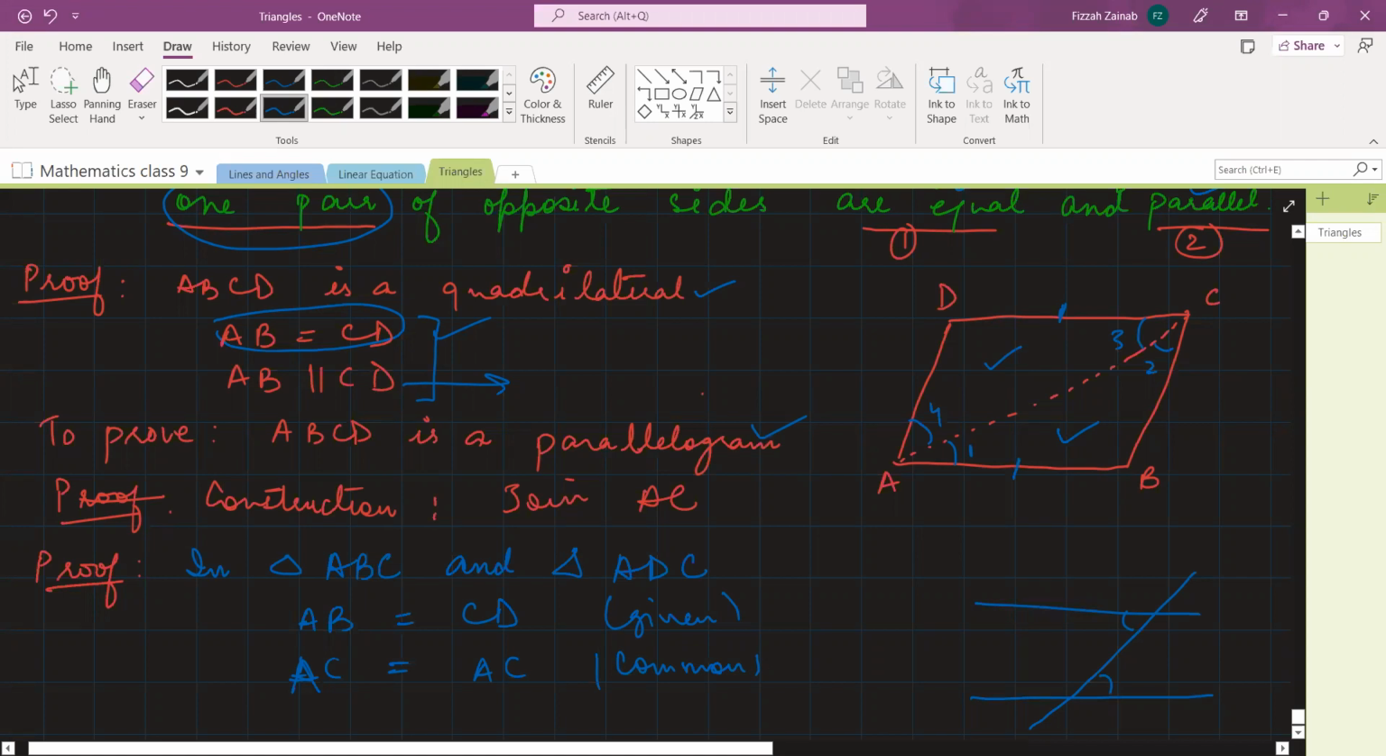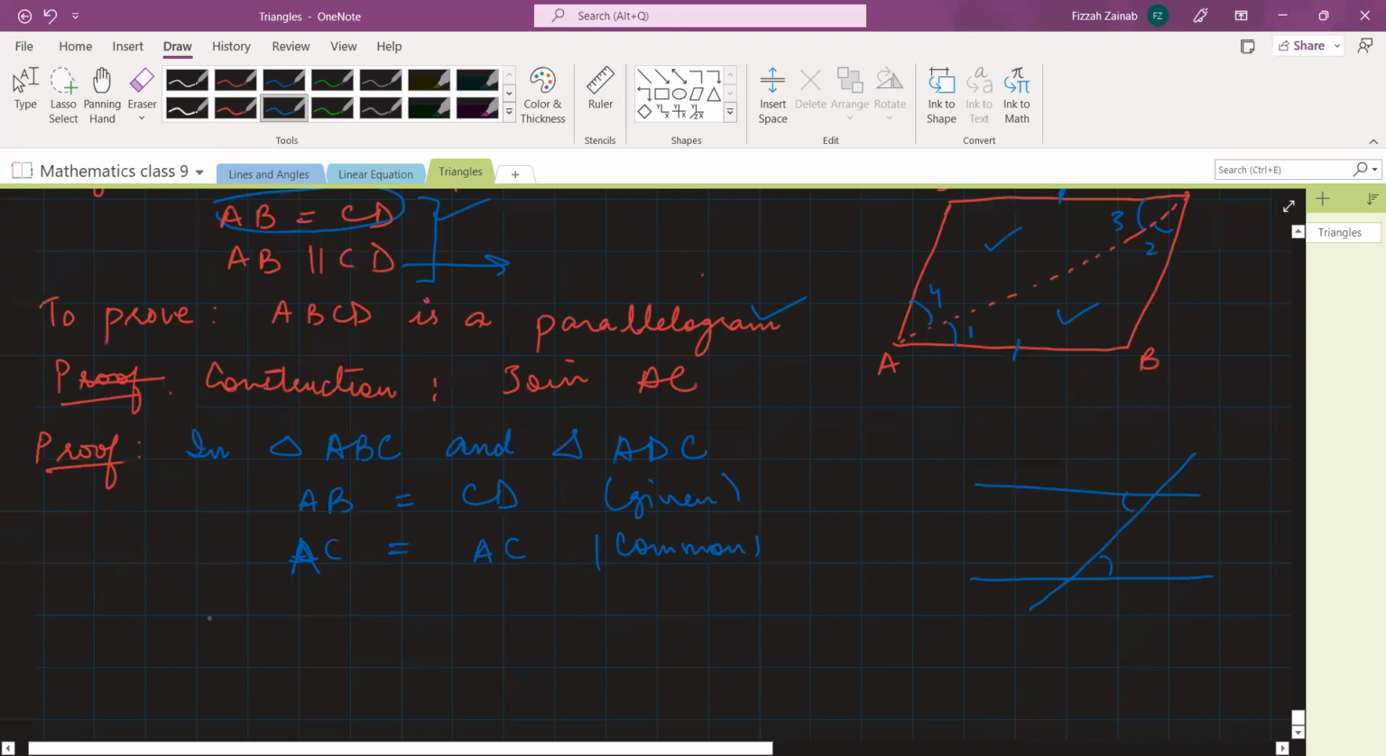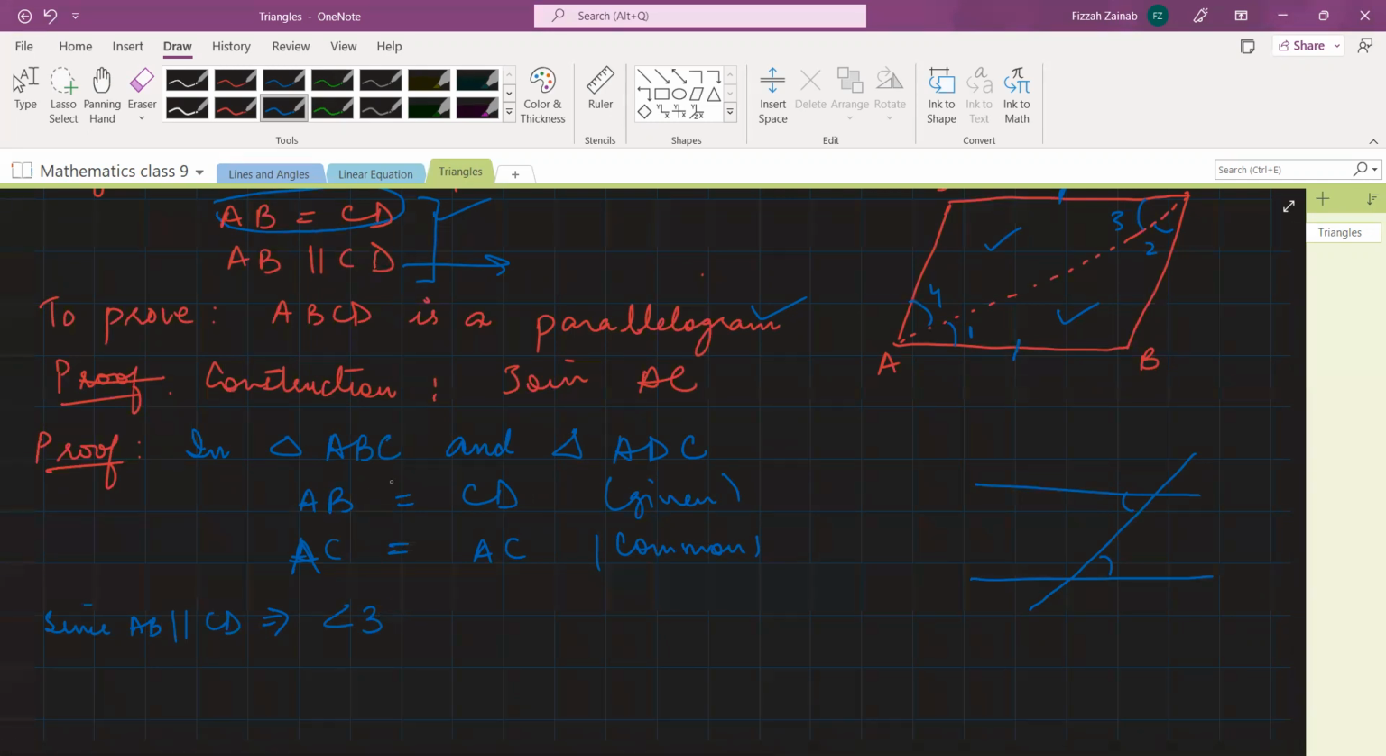Yes, alternate interior angles. So you can write like this, since AB is parallel to CD, so that implies angle ABC. So first of all, write angle 1 is equal to angle 3. Why? They are alternate interior angles. So which condition does it become? It becomes SAS, right? Two sides, one angle.